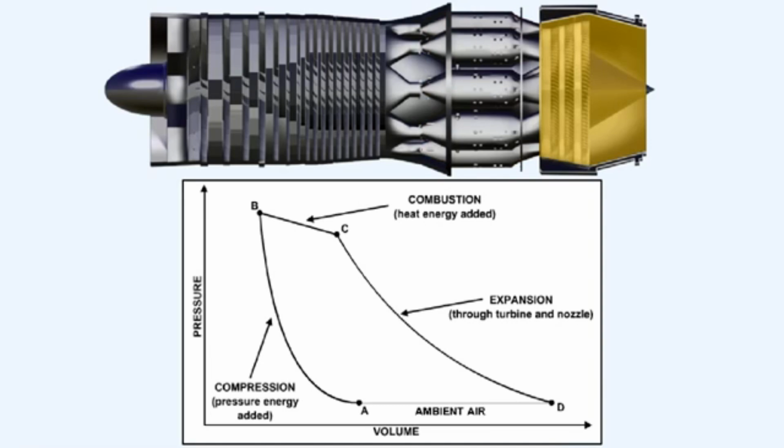Between points C and D, the gas generated through combustion expands in the turbine, where mechanical power is extracted from the energy in the gas stream, and the jet pipe, where the remainder of the gas stream energy provides a propulsive jet as it is discharged. In theory, the gas stream pressure attains a value equal to atmospheric pressure before being ejected.